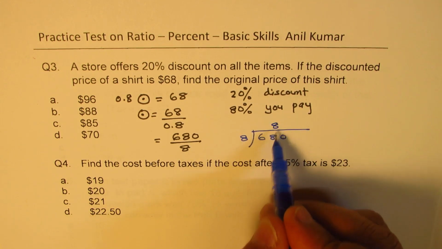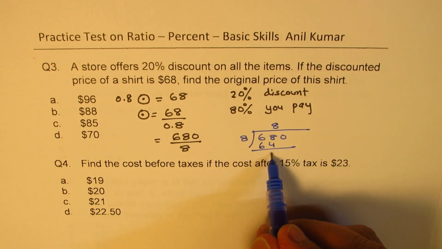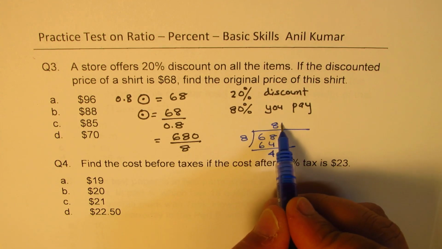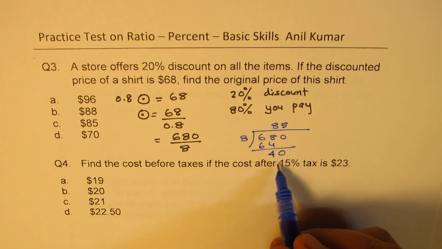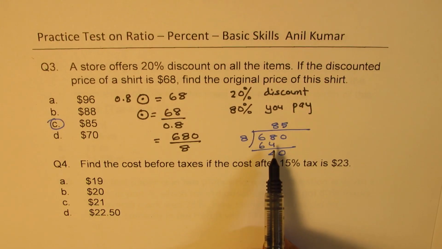8 times 8 is 64, correct? And what you get here is 40. 8 times 5 is 40. So we get our price as 85. Is that clear to you? So we get a price of 85 on this particular item, and that becomes your answer. I hope you understand all these steps.